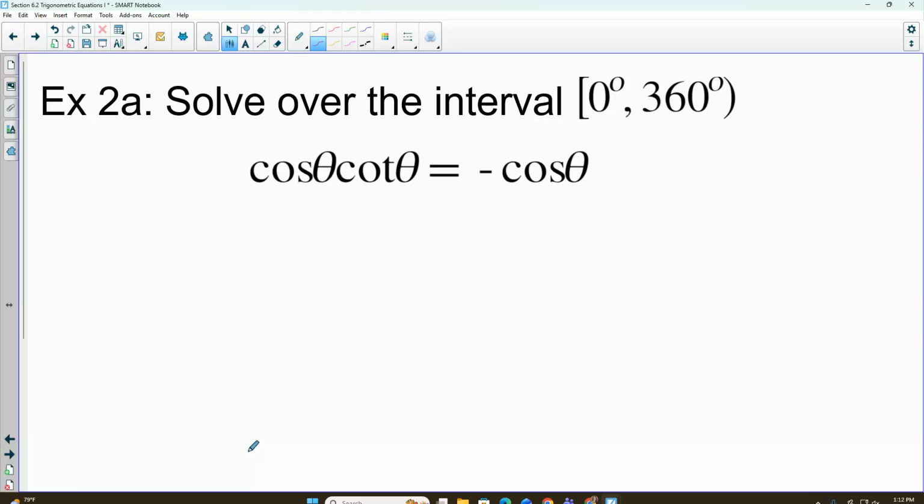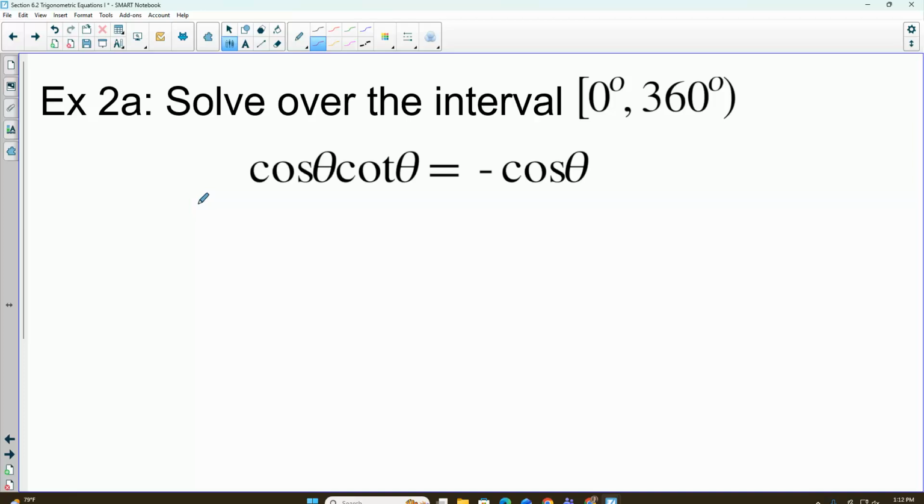All right. This one's definitely not as easy. Don't just have a single trig function. But think about if I gave you a problem with like x squared y equals x, and I told you to solve for x. What would you do first?